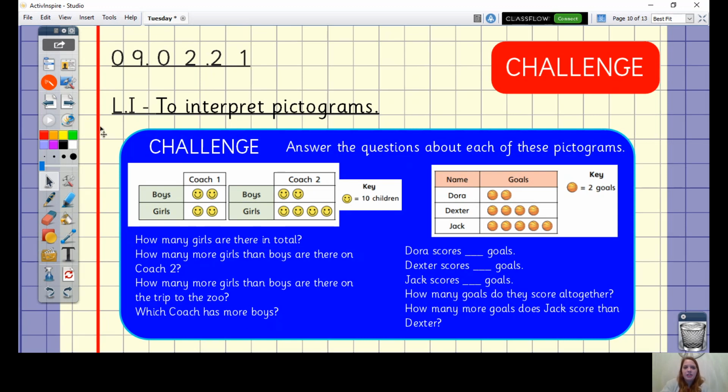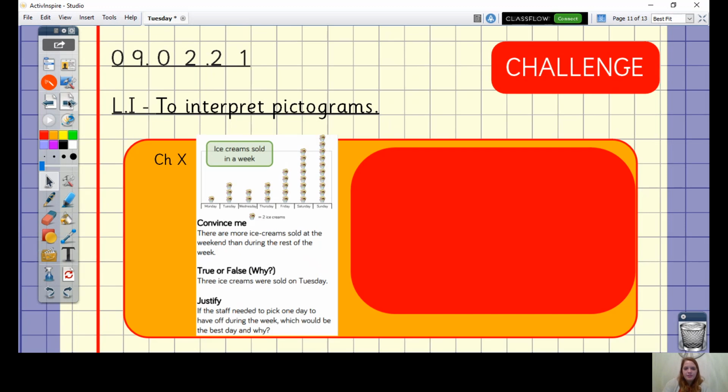Okay, moving on to our challenge X then. So we have got a pictogram here, and we can see that each of these symbols represents 2 ice creams, and the pictogram is showing us the ice cream sold in a week. There are 3 parts to this challenge X. First of all, a convince me. Convince me that there are more ice creams sold at the weekend than during the rest of the week. How can you convince me that that is the case?